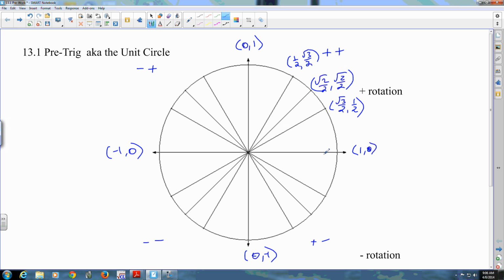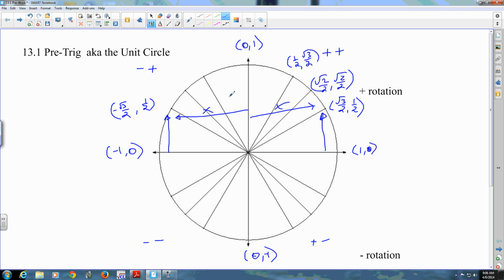Starting here at 30 degrees, I want you to notice this distance up is the same distance up here. So it has the same y value. This distance over is the same distance over here. This is your x value. But this was a positive distance, this is a negative distance. So it's negative square root of 3 over 2.